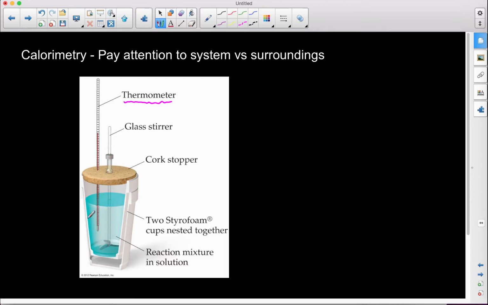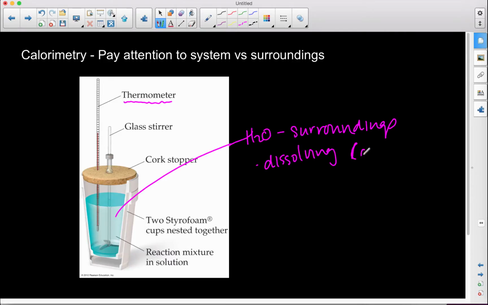Now, when we're doing this, really, really important: the water is almost always going to be our surroundings. Because let's say that we are, for example, dissolving CaCl2, or we could be doing some kind of neutralization reaction, or a metal plus an acid reaction. We could be doing any of these reactions in here, but the point is that there's always going to be a water component. Here, it's going to literally be the water sitting in there.